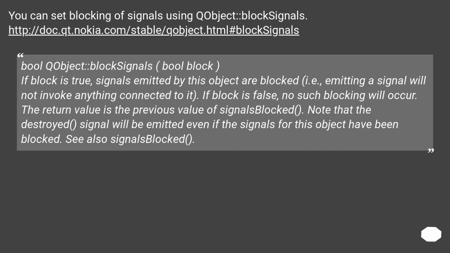The return value is the previous value of signalsBlocked. Note that the destroyed signal will be emitted even if the signals for this object have been blocked. See also signalsBlocked.